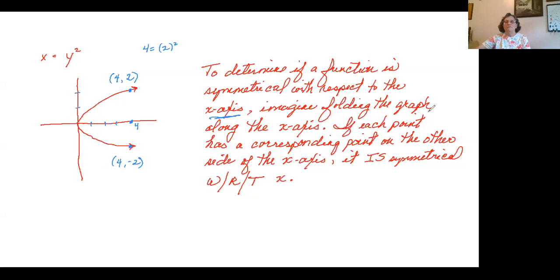Imagine folding the graph along the x-axis. If each point above the axis has a corresponding point below the axis, then it is symmetrical with respect to x. Need to notice something. It cannot be a function.